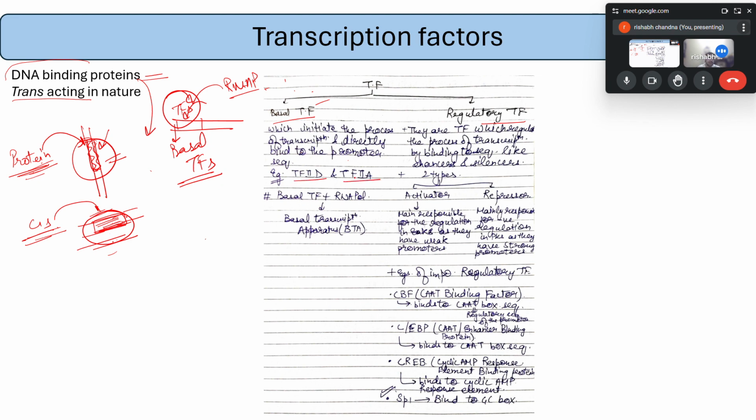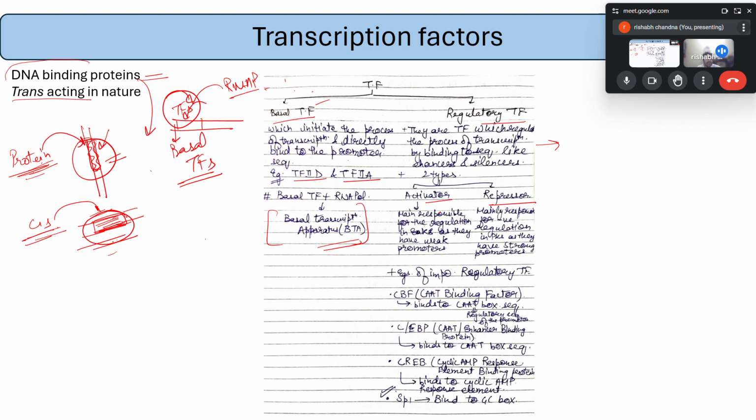These are all the transcription factors which we will be studying for RNA polymerase 2. They form the basal transcription apparatus. After recruiting the RNA polymerase, we have the regulatory transcription factors that regulate the process of transcription. We talked about the activators, enhancers, and silencers basically. So we have two types, the activators and the repressors.